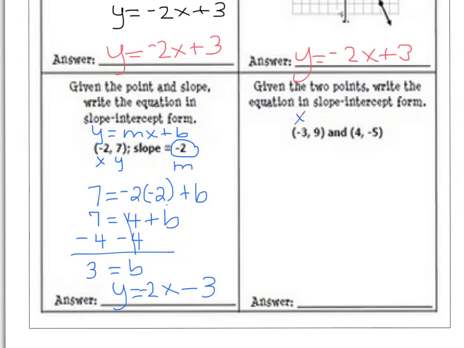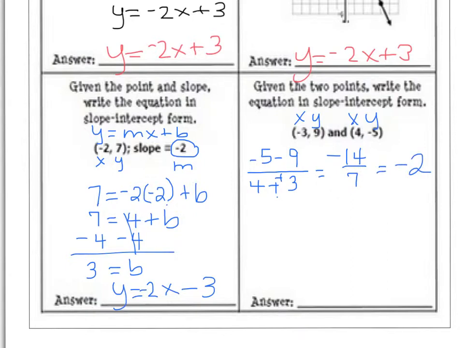So x and y, x and y. We start off with y minus y over x minus x. I have a double negative because there's a minus in the formula and a minus 3, so I have to make it plus a positive. So this is going to become negative 14 over 7, which gives me negative 2.